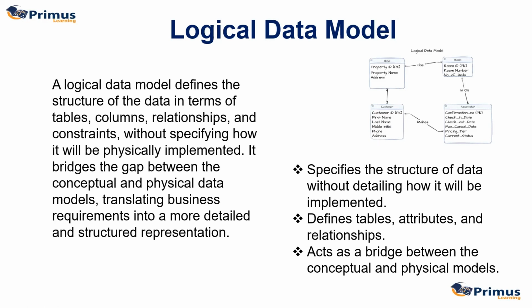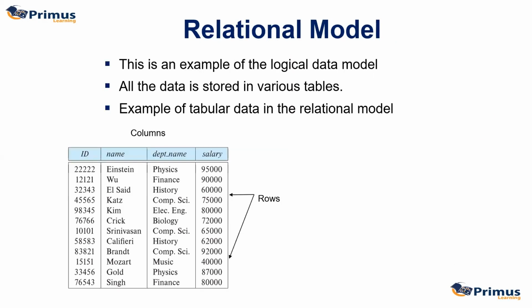Note that the logical data model represents the structure of the data without detailing how it will be implemented. And it defines the tables, attributes, and relationships of this data, and acts as a bridge between conceptual and physical models. And here we have an example of a logical model, which is a relational data model. And in this model, all the data is stored in various tables. And the example of tabular data in this relational model is as shown below.